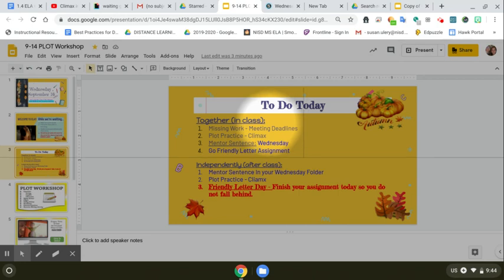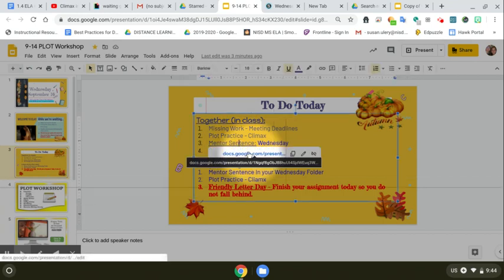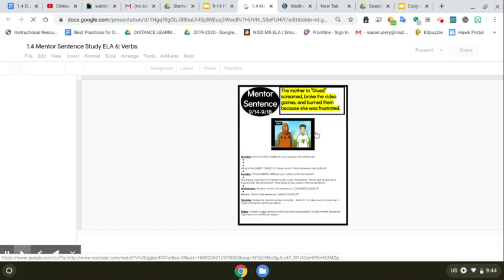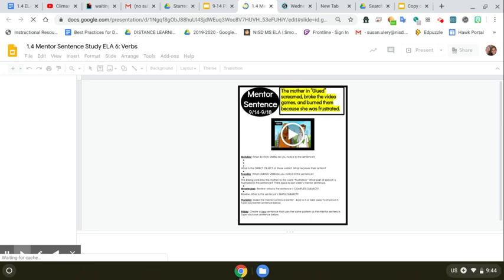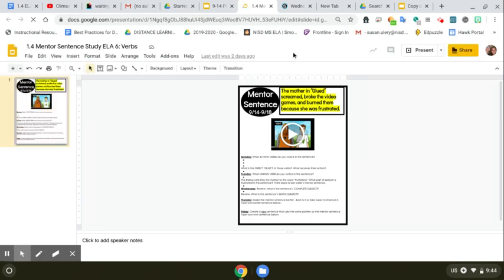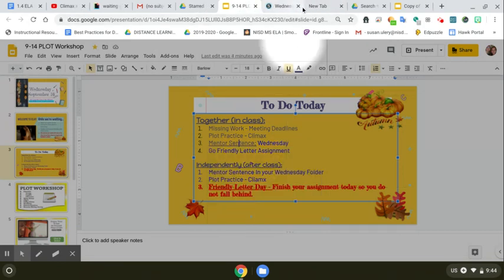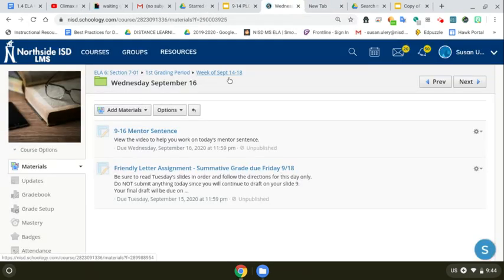Okay, so I'm going to kind of jump around a little bit real quick. Yes, we are going to continue with our plot practice and focusing on climax of a story. And I wanted to also remind you that you do have your mentor sentence in Wednesday's folder. Right here, I do have all of the activities for the one sentence that we are working on this week. However, if you go into Wednesday's folder, you will see that your assignment is in there to complete. I've broken that down for you.